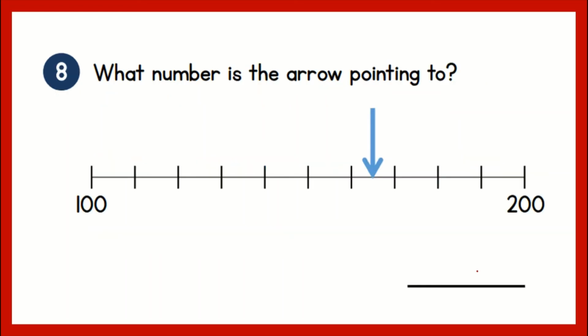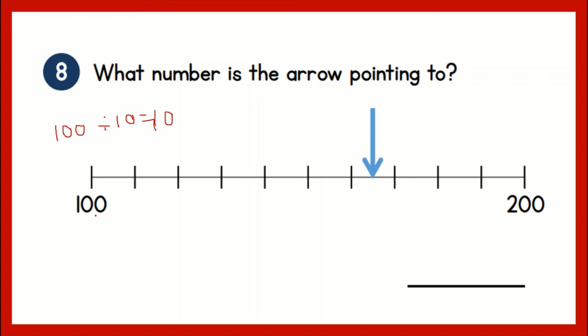What number is the arrow pointing to? First, we need to work out what each of these lines represents. So, to get from 100 to 200, we're adding 100. And how many lines do we have? 1, 2, 3, 4, 5, 6, 7, 8, 9, 10. So we've got 10 lines and we're adding by 100. So if we do 100 divided by 10, that would give us 10. That means that each of these lines represents 10.